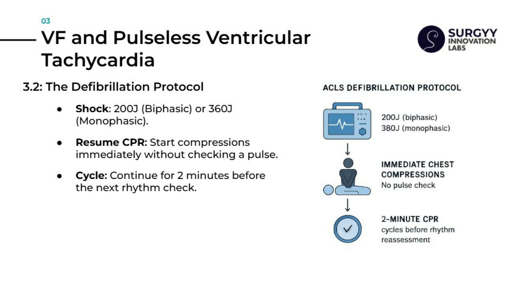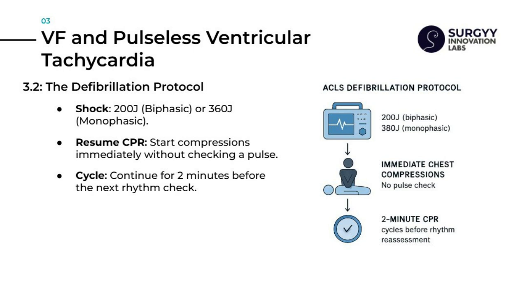The initial shock should be delivered at 200 joules if using a biphasic manual defibrillator, or 360 joules if using a monophasic device. Immediately after the shock, you must resume CPR by starting chest compressions without checking for a pulse or rhythm. This cycle of high-quality CPR must continue for exactly 2 minutes before the next rhythm check is performed.